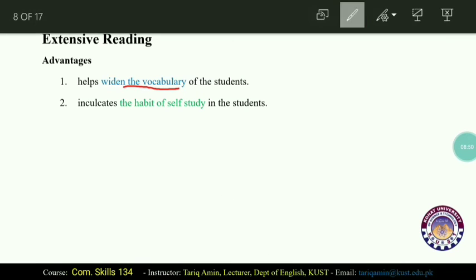Inculcates the habit of self-study in the students. Yes, it helps students develop the habit of self-study. The habit of self-study is very important when you are reading something, or when you read for your examination purposes, or you do preparation for some tests. So the habit of self-study is very important.